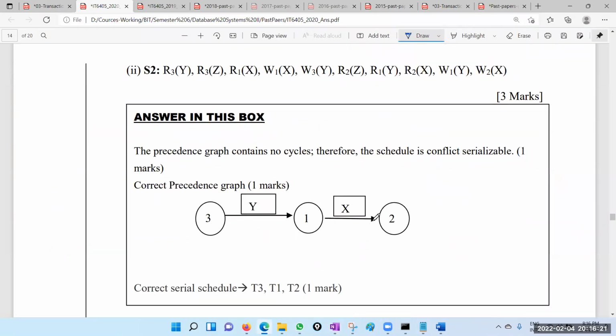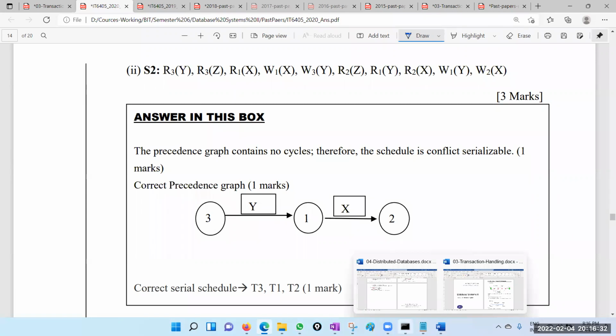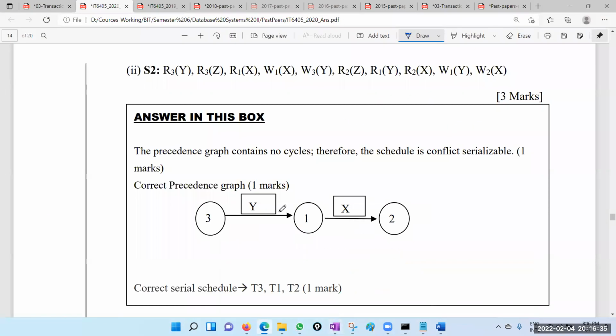T3, T1, T2. And they mention what the conflicting data is also. So here the conflicting data is Y, here the conflicting data is X. You better mention that also, because we never know, maybe they are allocating marks for that. They are not only mentioning this, they are mentioning the reason. You better do it because this is a 2020 paper, so they have used that notation. Otherwise, the examiner might expect that also. That is the first time I saw that they have mentioned the data also.